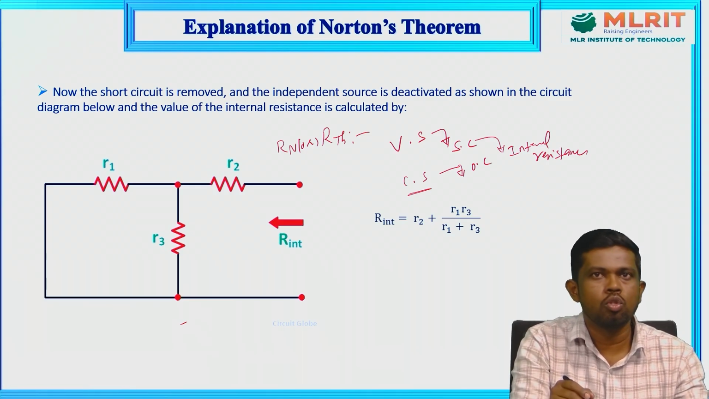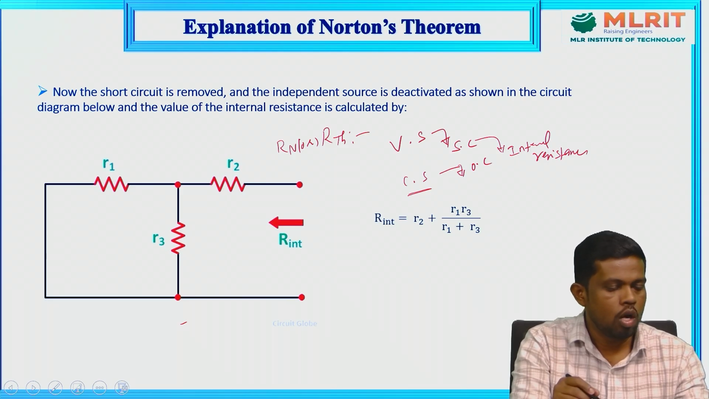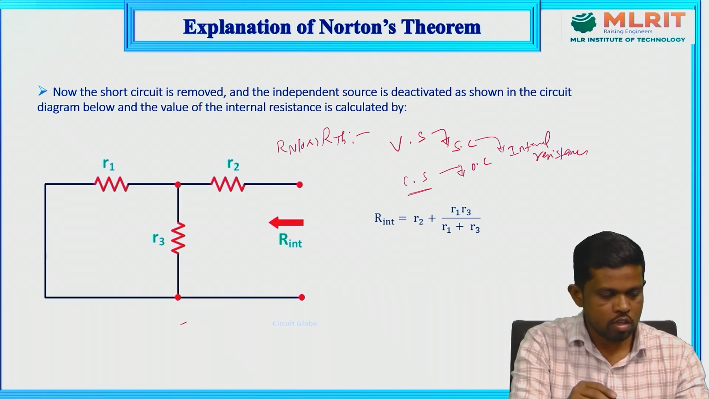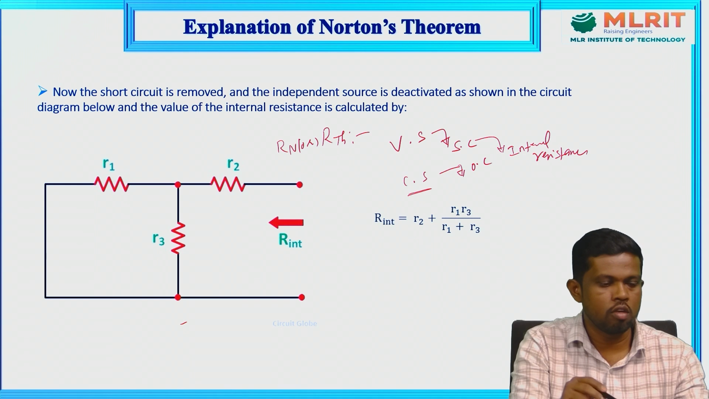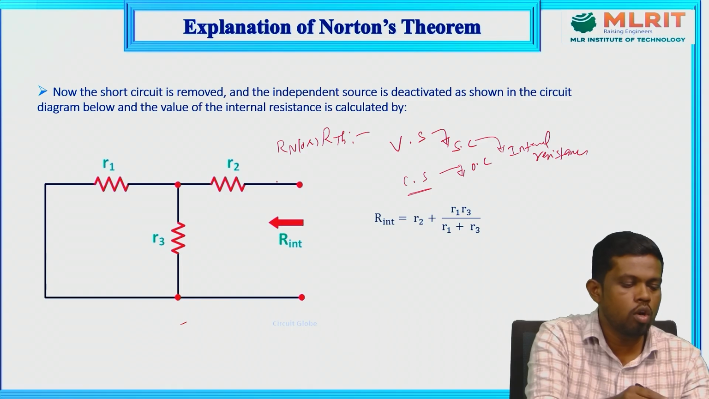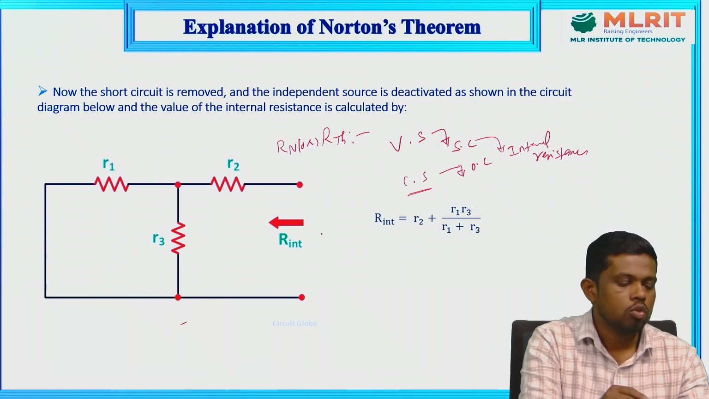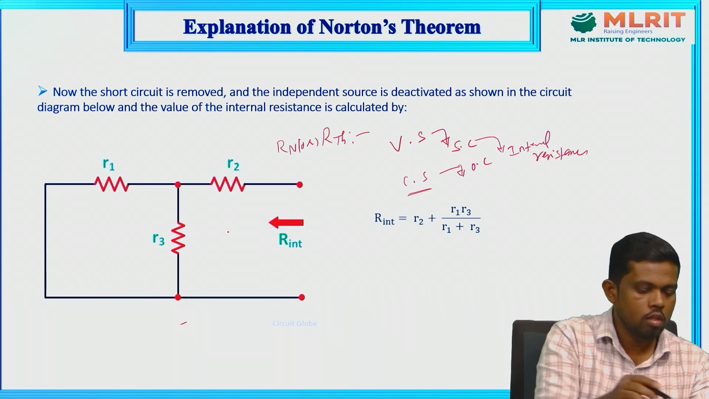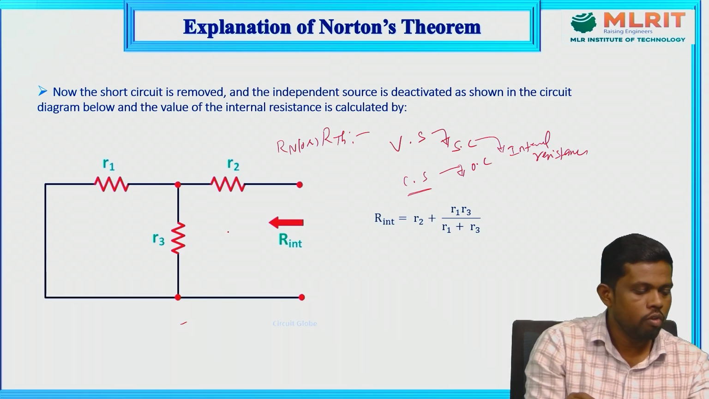RN and RTH are both the same, so the procedure and the calculation are also the same. So how can we get the RN or RTH? Whatever elements and sources are present in the network, we simply deactivate all kinds of energy sources and remove the load resistor from the load terminals. The load terminals are kept as is and the energy sources are deactivated.